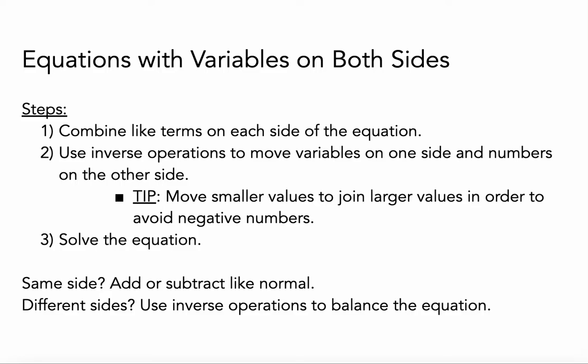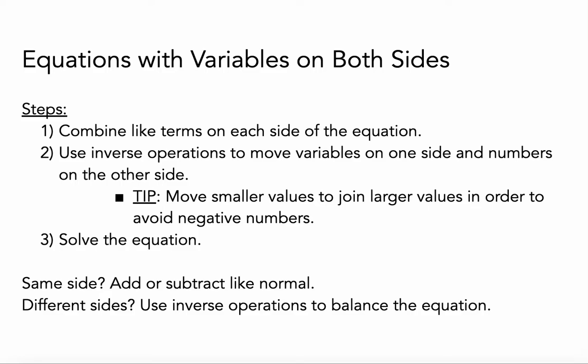The first step is to combine like terms on each side of the equation. So meaning if they both are x's, or if they both have y's, or if they both are constants, you're going to combine them together to simplify them first.